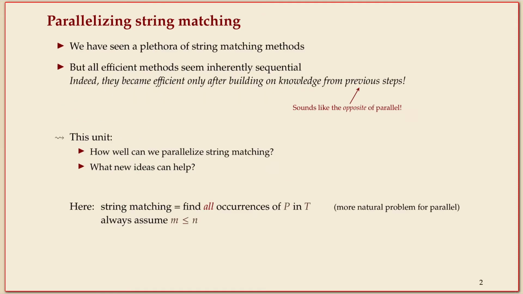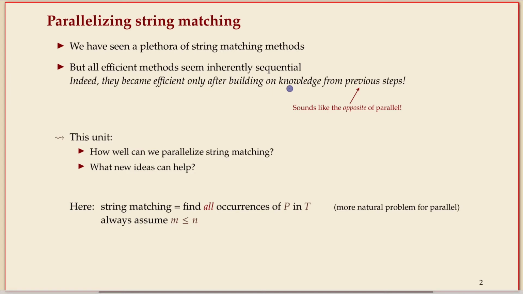So we have seen quite a few string matching methods in Unit 4. And they were more or less efficient, apart from the brute force method. But all except the brute force method really gained their efficiency from building on the knowledge of the previous guess. Right? The brute force method was kind of oblivious. For each position in the text, it started from scratch.